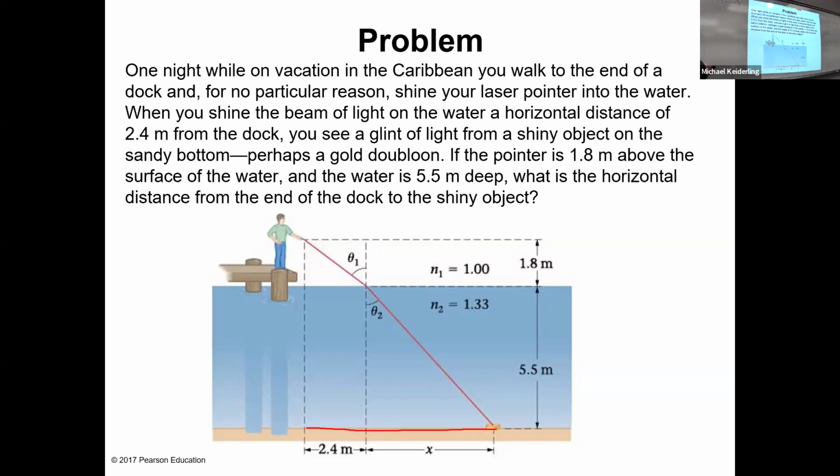Yeah, and you know that you can figure out theta 1 from the fact that you're going out 2.4 meters and down 1.8 meters. So that can tell you the sine of theta 1. You can use that to find the sine of theta 2, where you're going down 5.5 meters and out some unknown amount. So I'll let you work on that for a few minutes.